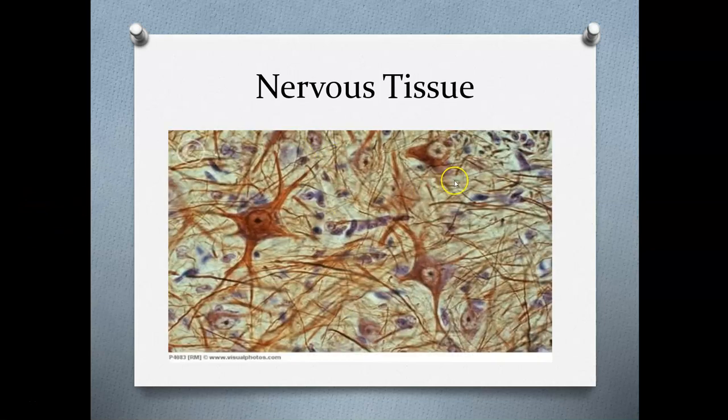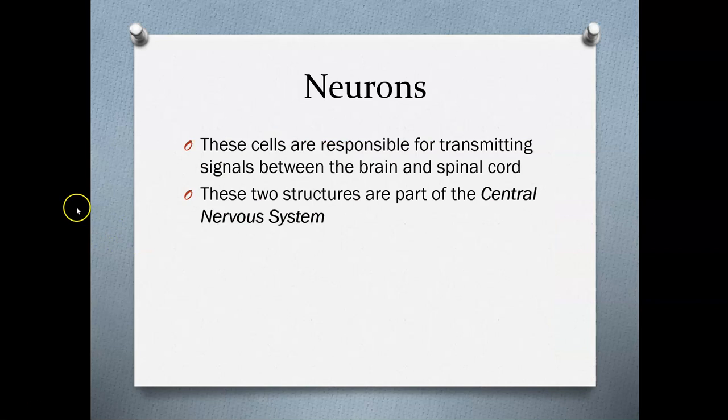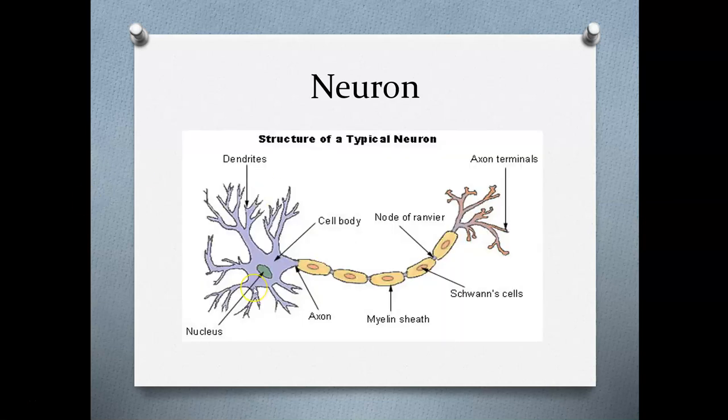We can see them here in their configuration under a microscope. So neurons first, of course, are the cells that are responsible. They transmit signals between the brain and the spinal cord, and they're all about the central nervous system. So, the brain and the spinal cord we consider to be central nervous system. All of the nervous tissue outside the brain and spinal cord is said to be peripheral nervous system. So these cells are responsible for transmitting signals between the brain and the spinal cord.